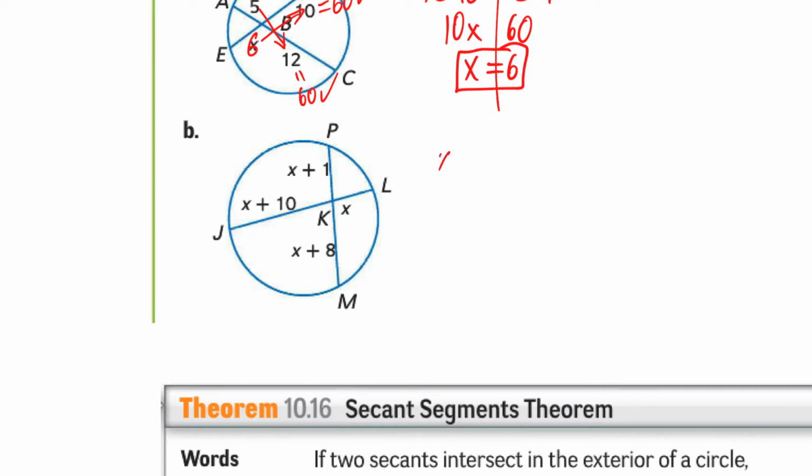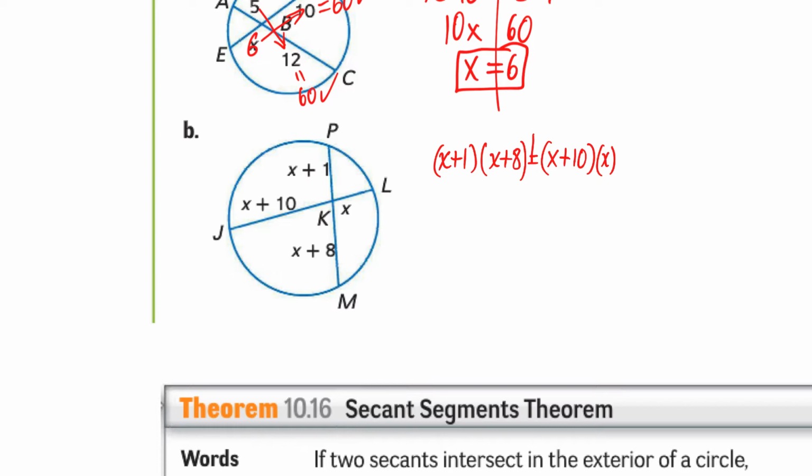All right, so x plus 1 times x plus 8 equals x plus 10 times x. Yep, and it doesn't matter what order. Like you said, you could have put x first and then the x plus 10 second. That would have been fine. And the same thing on the left-hand side, it could be x plus 8 times x plus 1.